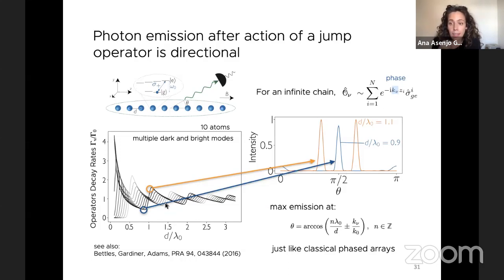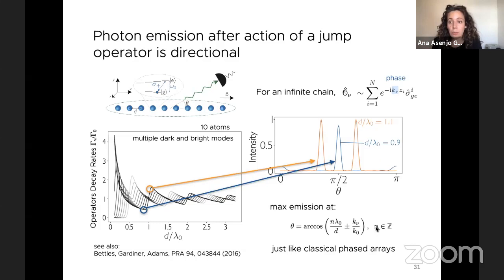This same arrangement of phases produces a very different radiation intensity when the distance is 1.1. This can actually be calculated analytically, and we can find the peaks of emission after the jump operator action analytically. And this is exactly like classical phased array antennas.